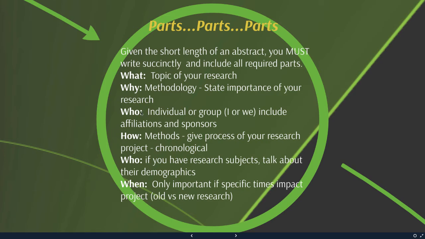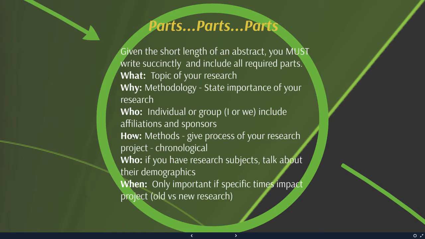The first who you want to talk about is the group that's conducting the project. Some of you may be working in groups, so you may use the first person pronoun we. And yes, I am an English professor. It is okay to use first person pronouns in your abstracts. If you're working on this project by yourself, use I for first person singular and/or we. And also, if you have any affiliations, if your research has been sponsored by a government agency or by a private foundation, you want to give them a nod here as well.